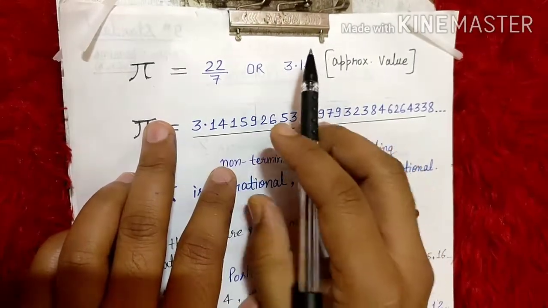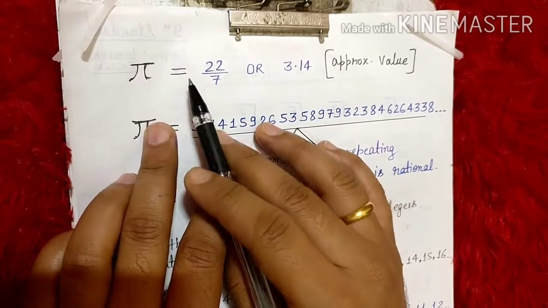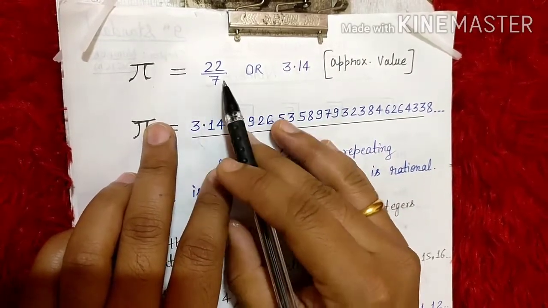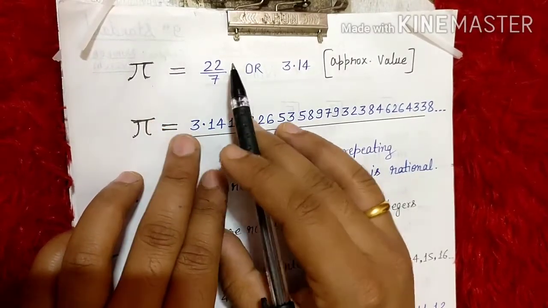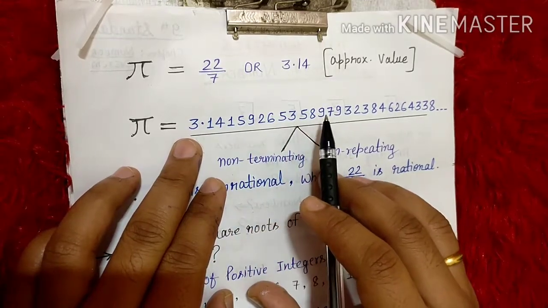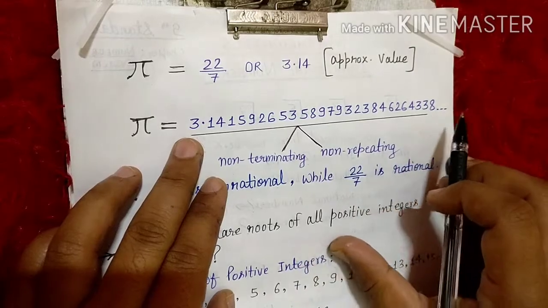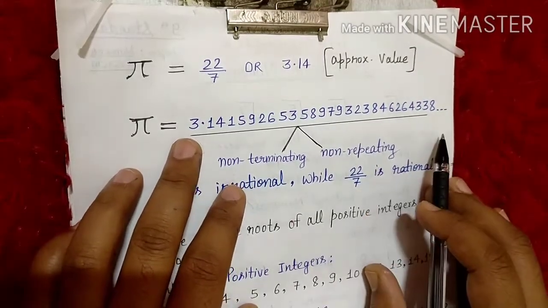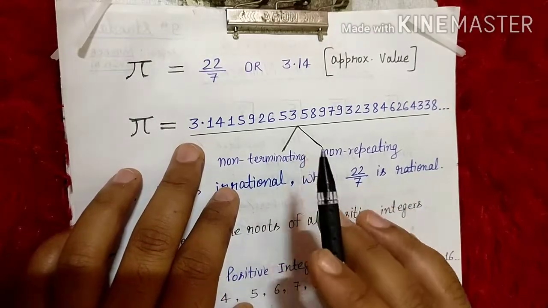But it is an approximate value. It is not the exact value of pi. We can't say that it is the exact value. The exact value of pi is what? 3.141592653589793238462643338 and so on. I know it is very long. So this is the real value, the exact value of pi.